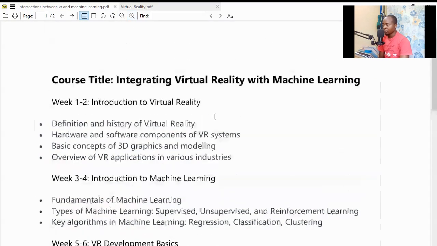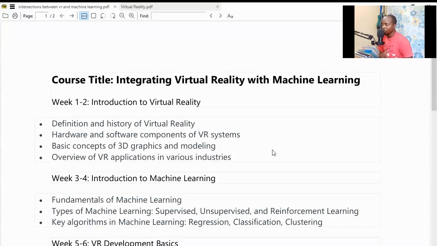So today I want to begin a title that I've been able to gather. I've been able to develop some kind of content that would help me learn the intersection between machine learning and virtual reality. And so I want to go into this, and I want you also to come with me so that we are able to understand this technology together.